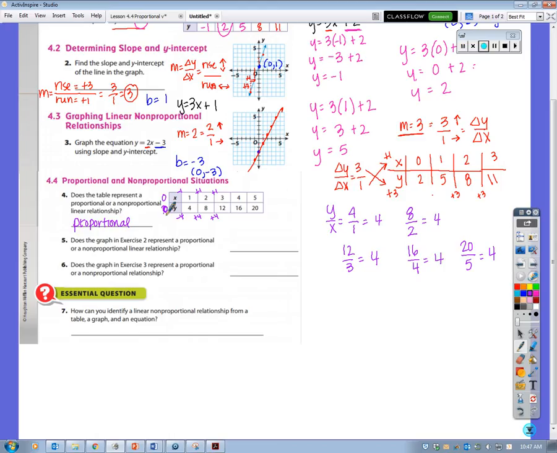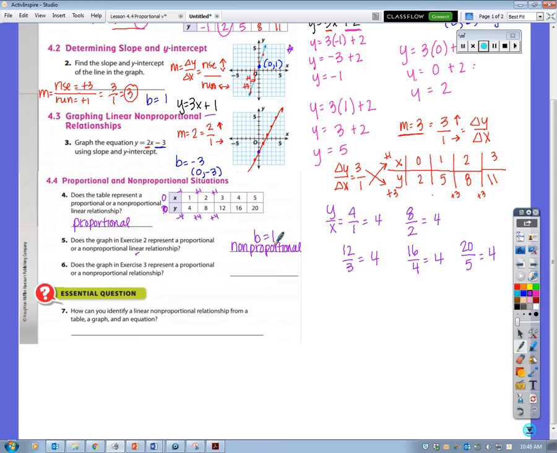So it wants us to determine in number 5 if the graph in exercise 2, so we got to look back up here, that's this one, is a proportional or non-proportional linear relationship. So it's linear, it makes a straight line, but does it go through the origin or does it not? We determined that it has a b value of 1, right? So we can look at the graph and also see, does it go through the origin? No, it does not. So if it's a straight line that does not go through the origin, it is non-proportional. And that's because b equals 1. b has to be 0 for it to be proportional.